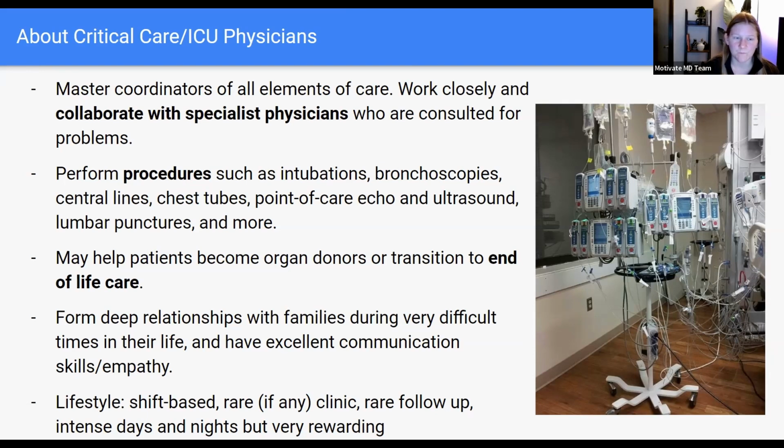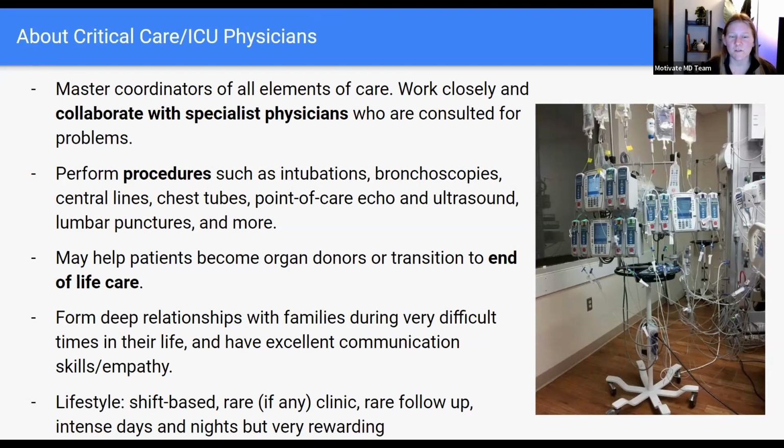So we're going to work with a lot of different types of doctors to make sure that this patient is getting excellent care. ICU physicians are also able to perform a lot of different kinds of procedures. Some that I thought of off the top of my head were intubations, bronchoscopies, central lines, chest tubes, point of care echocardiograms and point of care ultrasound, lumbar punctures, and honestly so many more that I could probably make an entire presentation on, but they do a lot of bedside procedures.